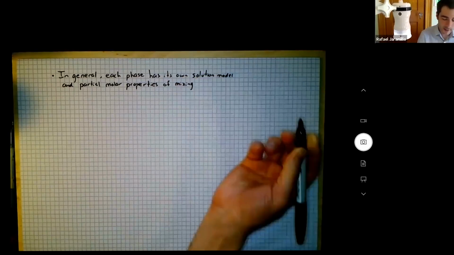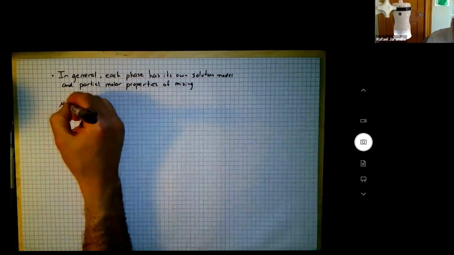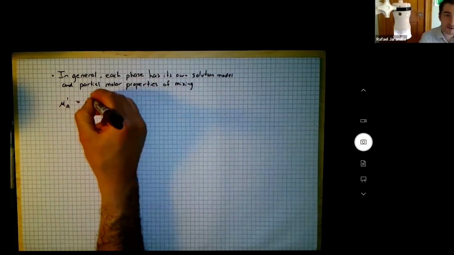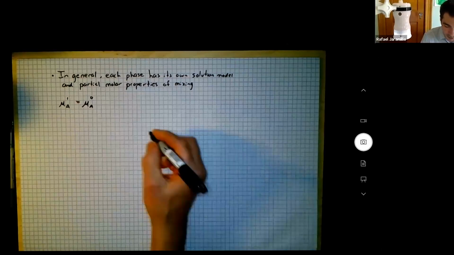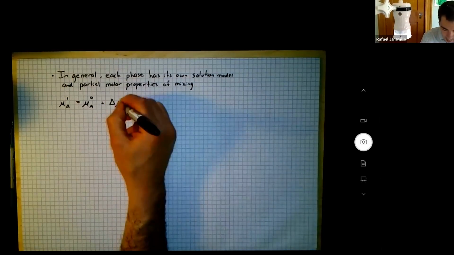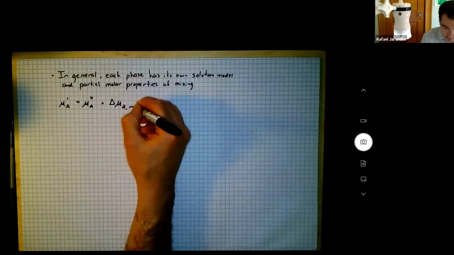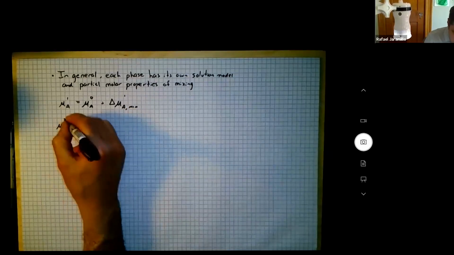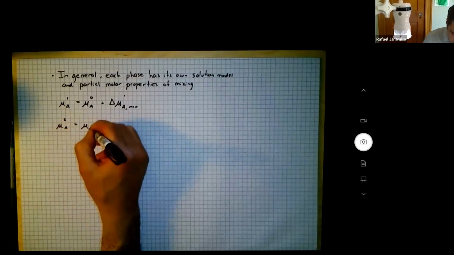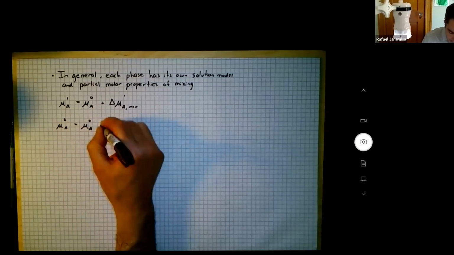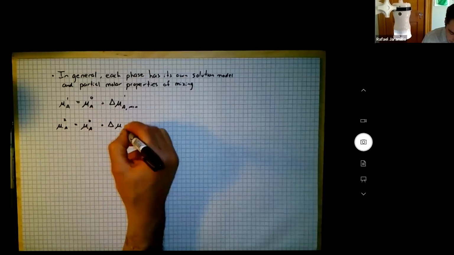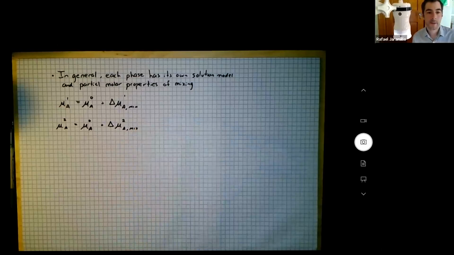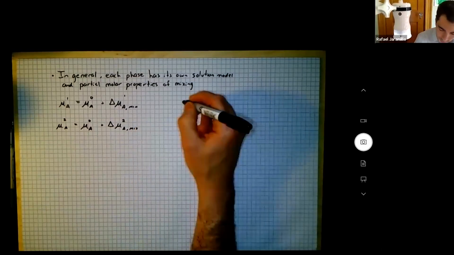So what do I mean by that? Mu A in phase 1 equals mu A in its reference state plus delta mu A of mixing in phase 1. Mu A in phase 2 equals mu A in its reference state plus delta mu A of mixing in phase 2. And I can write the same for the other component.